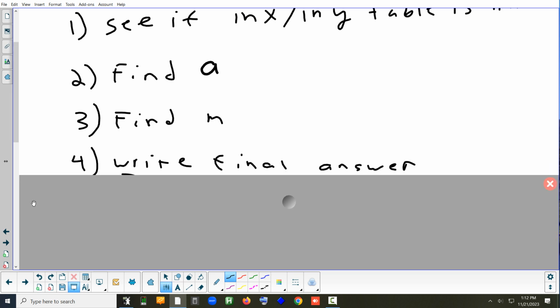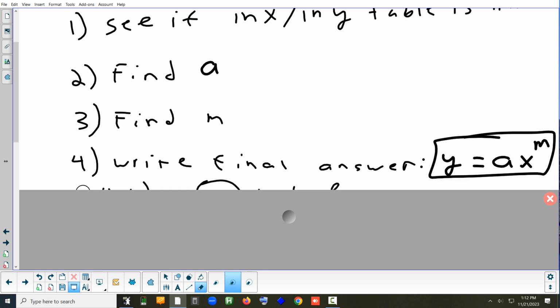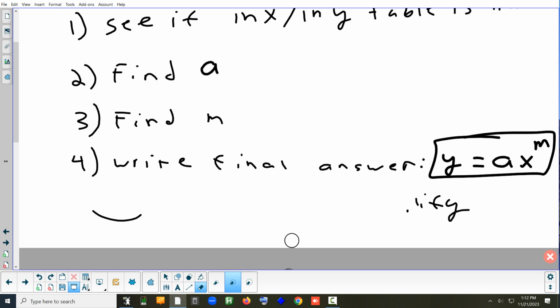So write your final answer in the format y equals ax to the m. Do not substitute in for the y in the final answer. Don't substitute for the x. Just the a, just the m. Any question on that?